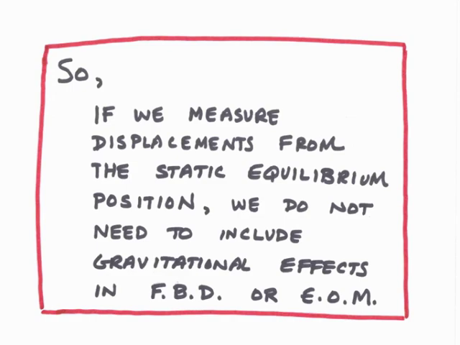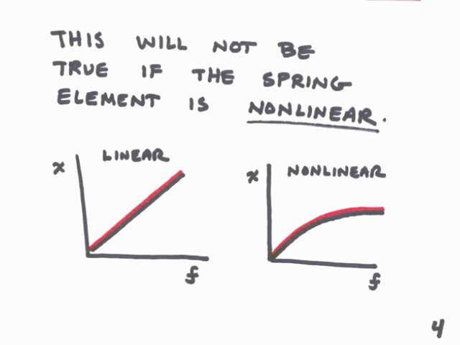This is a really great result, very powerful, but it will not be true if the spring elements are nonlinear. You know, for a linear spring element, the relationship between x and F is a line. But for a nonlinear spring element, well, it's a curve. It's not a line. So we can only ignore the effects of gravity if the springs are linear.